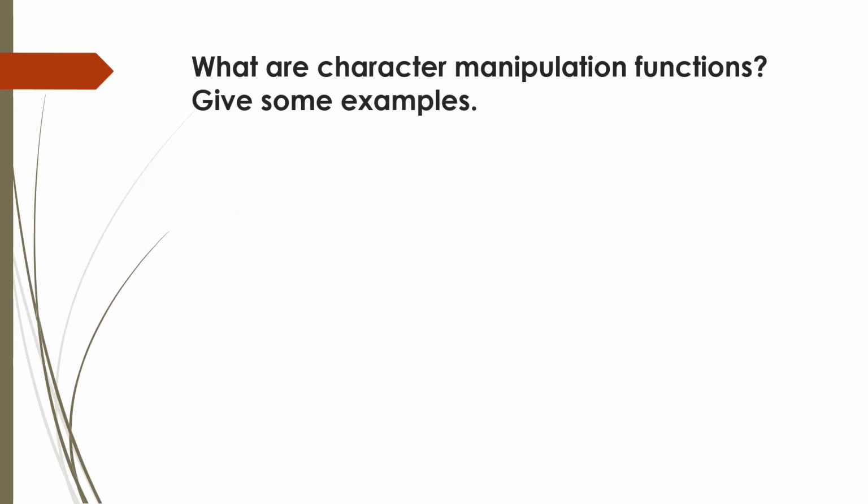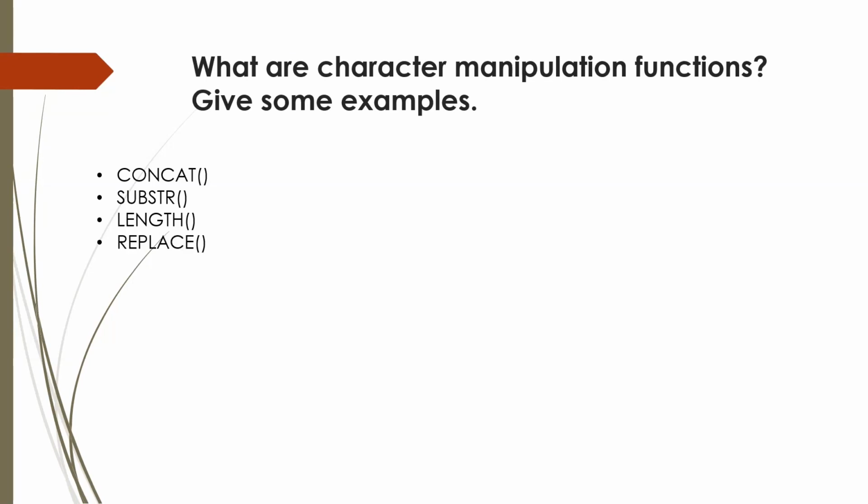Next question is, what are character manipulation functions? Give some examples. Character manipulation functions represent a subset of character functions, and they are used to modify the text data. For example, concat, it joins two or more string values, appending the second string to the end of the first one. And then comes substring. It returns a part of a string satisfying the provided start and end points. Then comes length. In other SQL flavors, it can be represented as len. It returns the length of a string including the blank spaces.